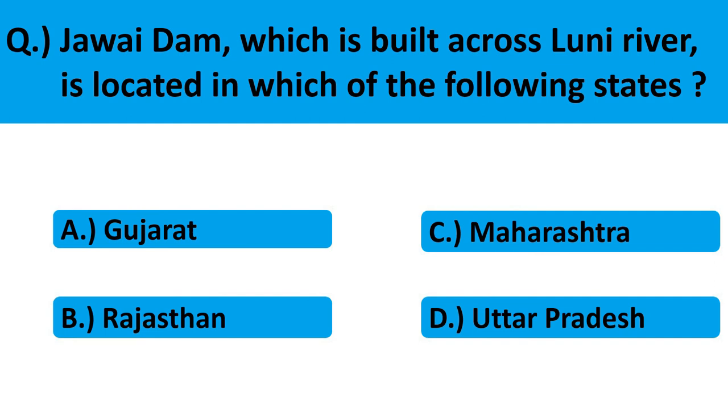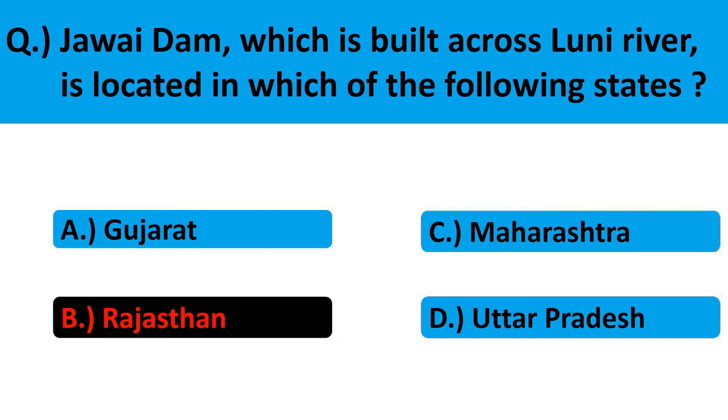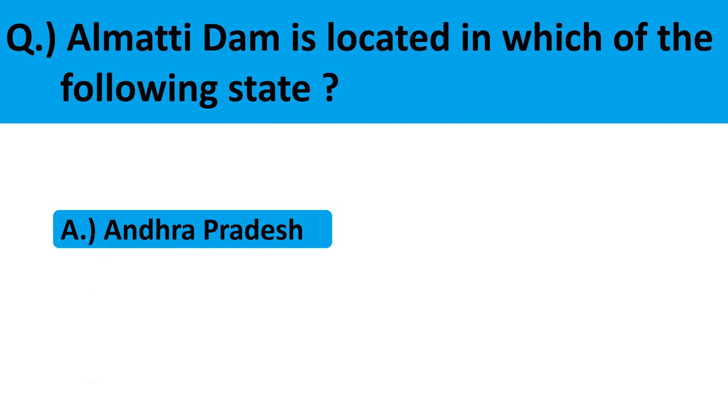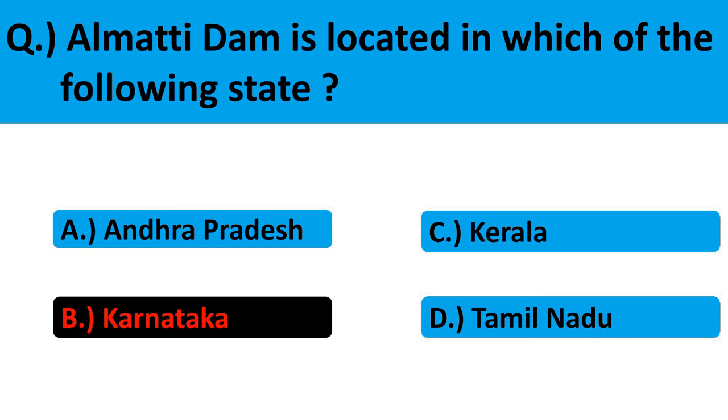Question number 87. Jawai Dam, which is built across Luni River, is located in which of the following states? Correct answer is Rajasthan. Question number 88. Almatti Dam is located in which of the following states? Correct answer is Karnataka.